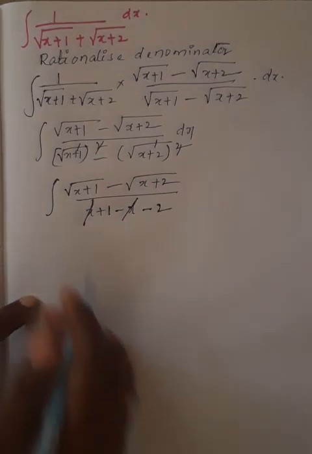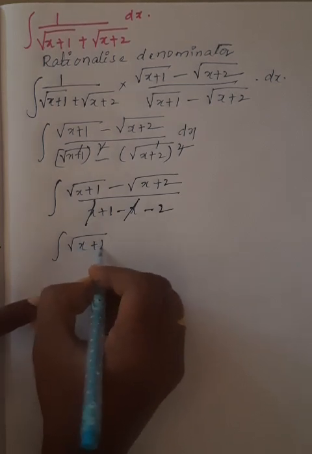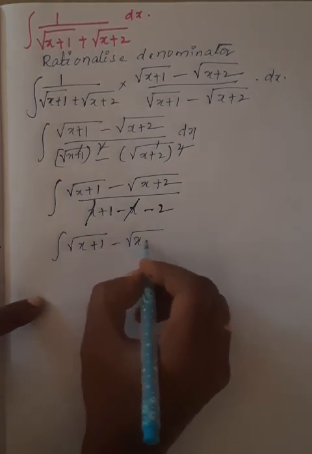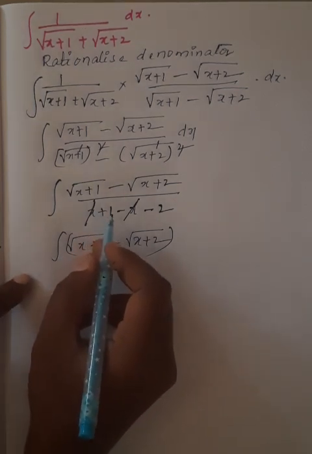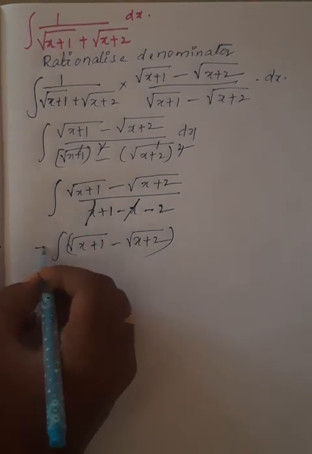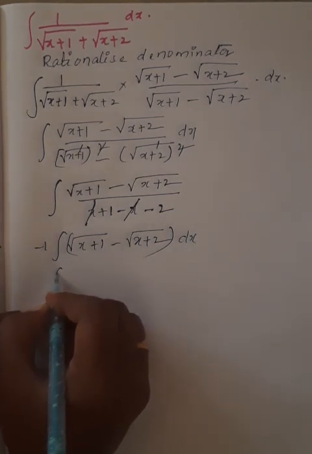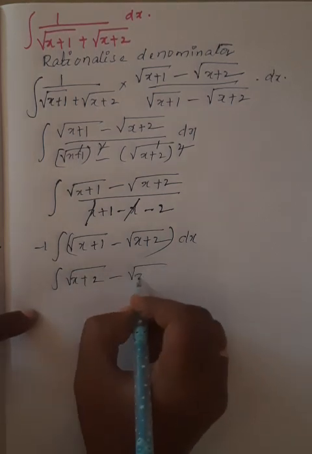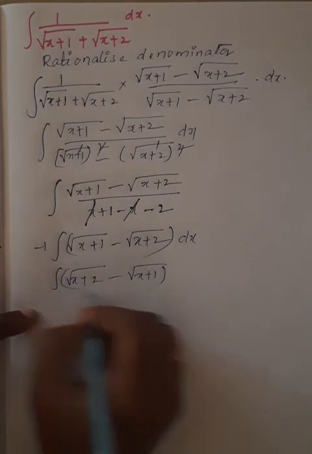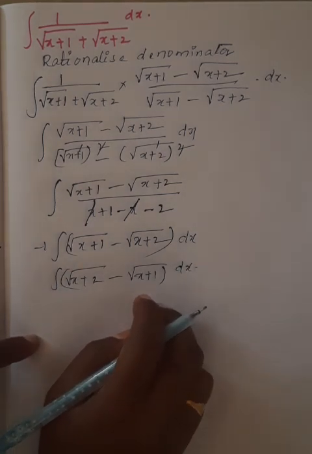Now it will become root(x+1) minus root(x+2), divided by minus 1, because 1 minus 2 will become minus 1 here, into dx. Now we can write it as root(x+2) minus root(x+1) into dx. Now the given question has simplified. Then we have to use integration formulas.